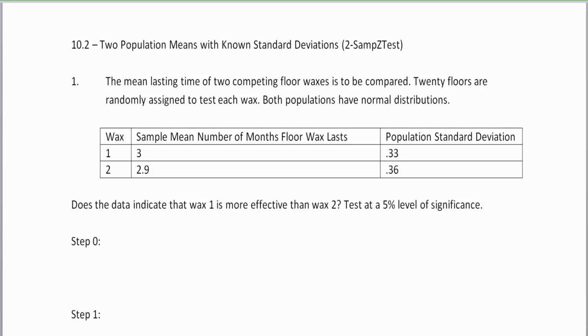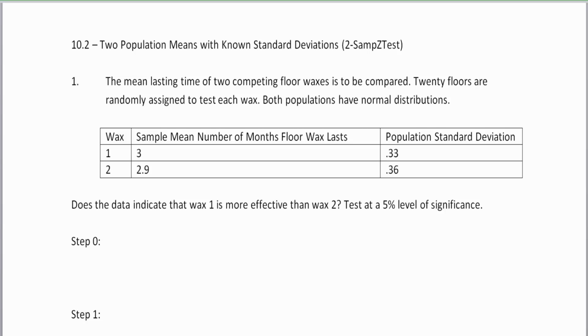In this video, we're going to do the two sample z-test. So we're going to look at two competing floor waxes, and we compared them by doing 20 floors apiece with each kind of wax, wax number 1 and wax number 2, for a total of 40 floors.